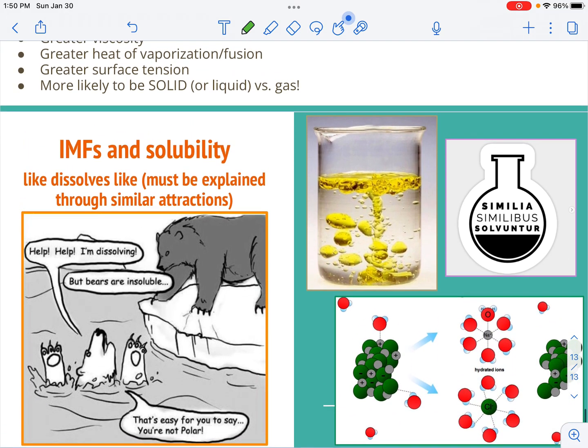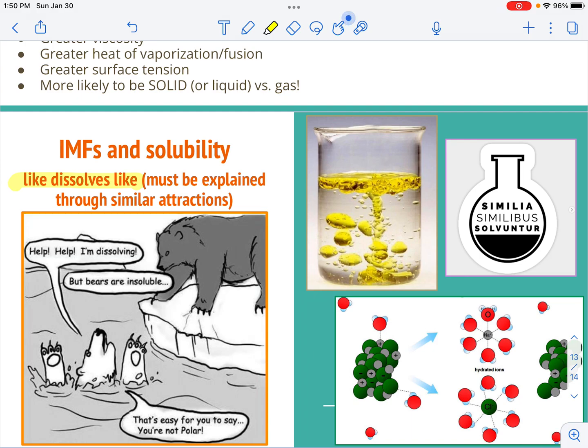The last thing I want to talk about quick is solubility. There's a really big statement that everyone always uses, like dissolves like, and it is not enough just to say something is soluble in something else because they are similar. You have to say what's similar. You have to be able to talk about if it's an ionic compound or two polar molecular compounds, then how that allows those attractions to break and reform. So that's really, really important.